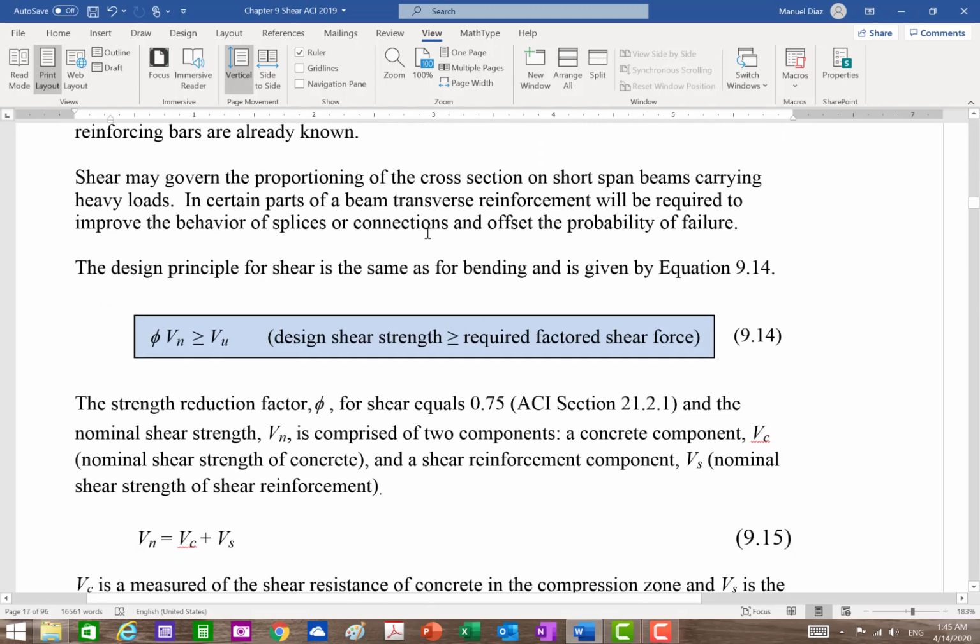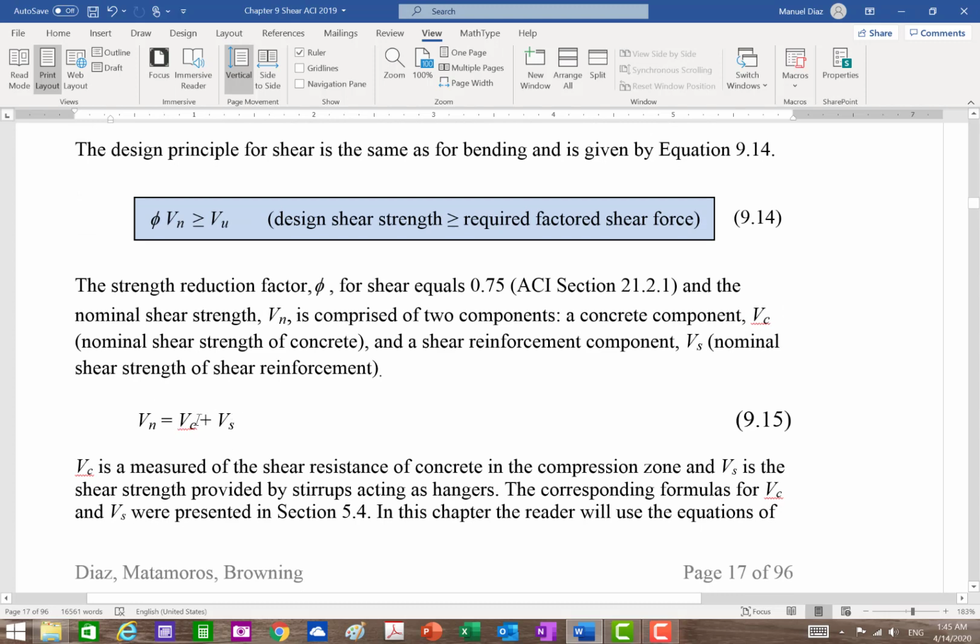So what is the design procedure? Same as before, we need to satisfy that your design strength is greater than your Vu, right? And of course, your Vn had two components, the concrete and the stirrups, right?